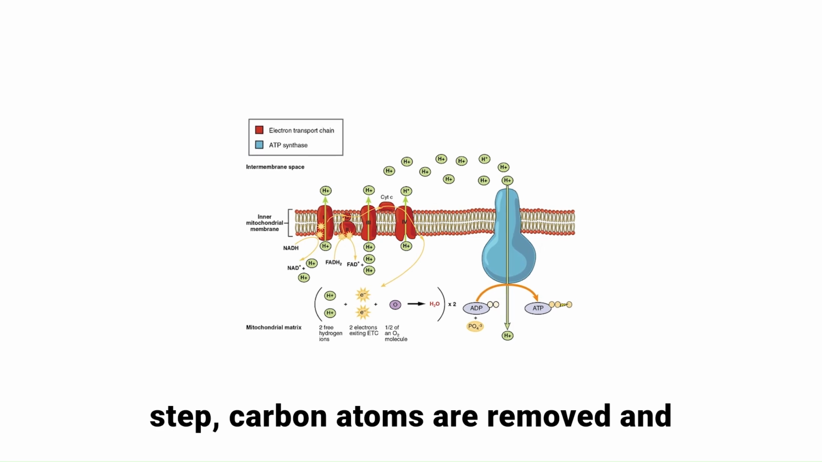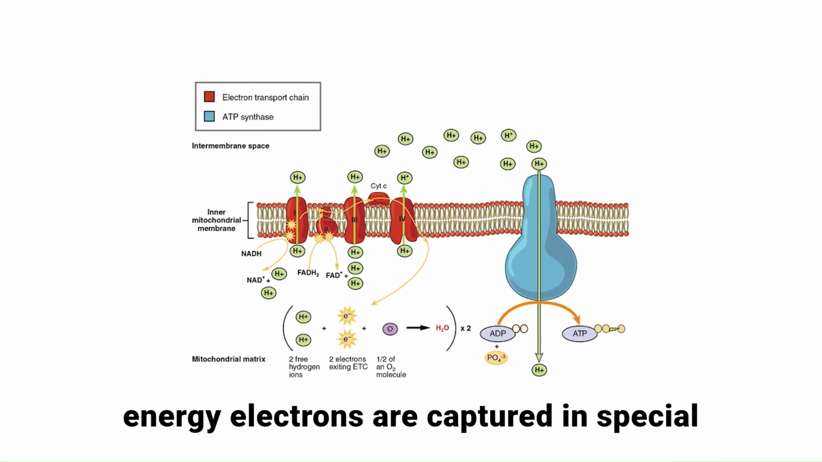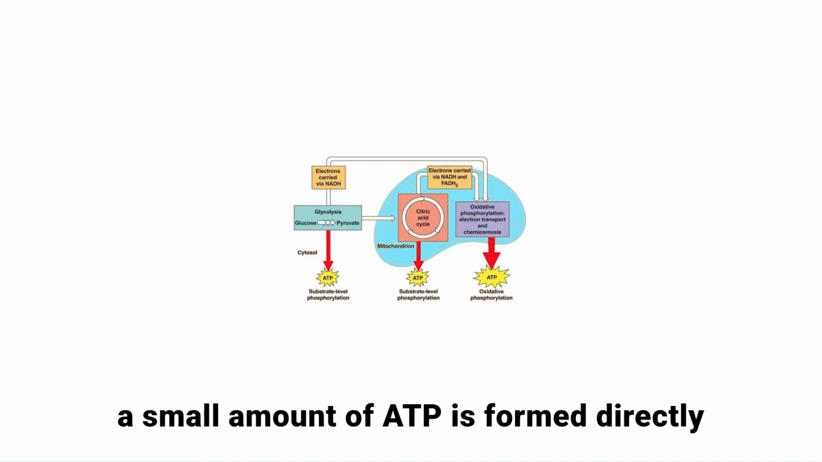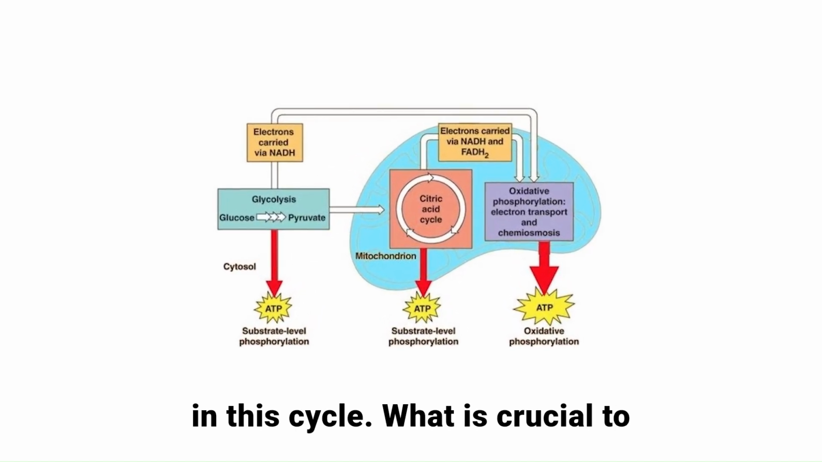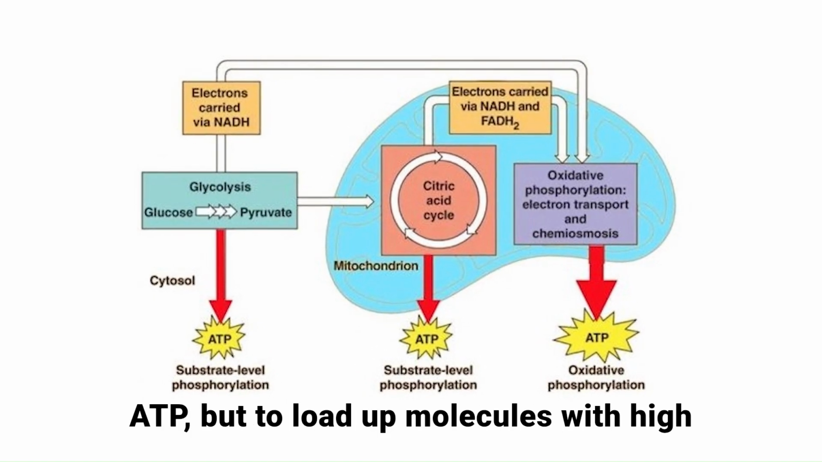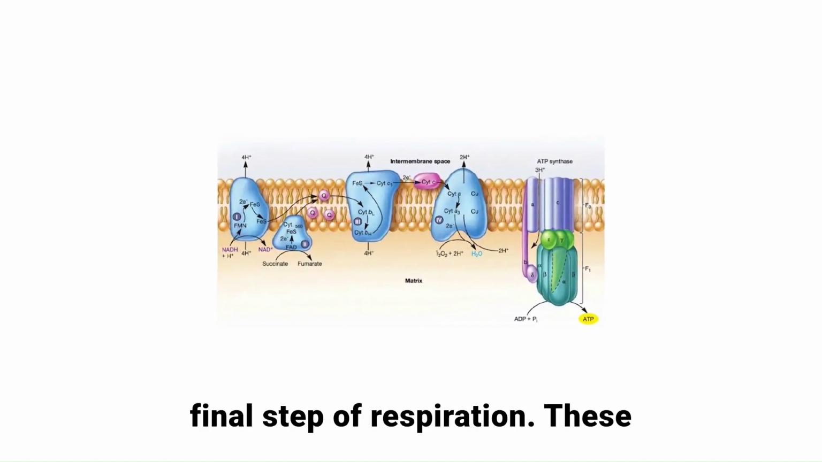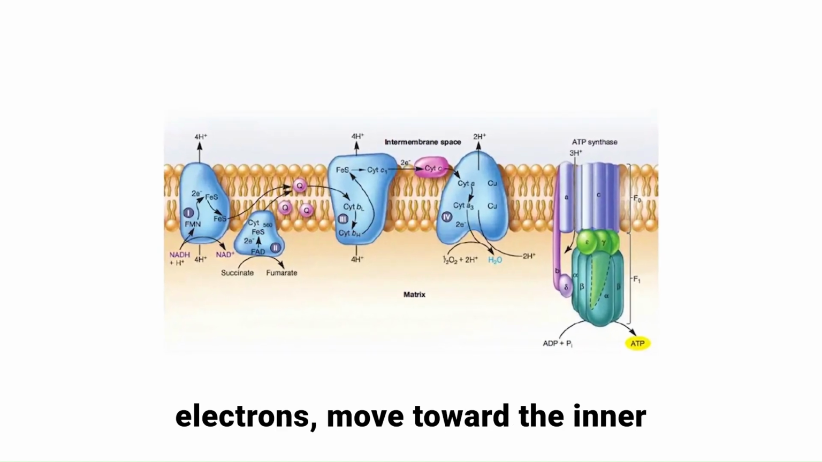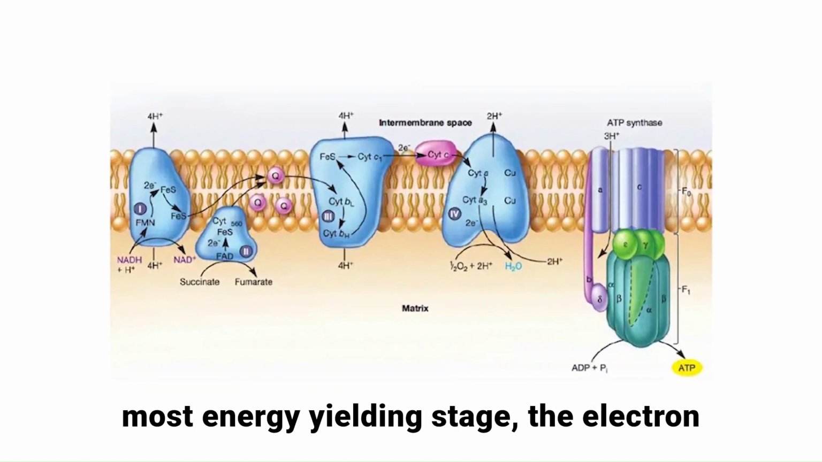At each step, carbon atoms are removed and released as carbon dioxide, and more high-energy electrons are captured in special electron carriers. Additionally, a small amount of ATP is formed directly in this cycle. What is crucial to understand is that the main purpose of the Krebs cycle is not just to produce ATP, but to load up molecules with high-energy electrons that will be used in the final step of respiration. These molecules, now carrying energy-rich electrons, move toward the inner mitochondrial membrane for the final and most energy-yielding stage, the electron transport chain.